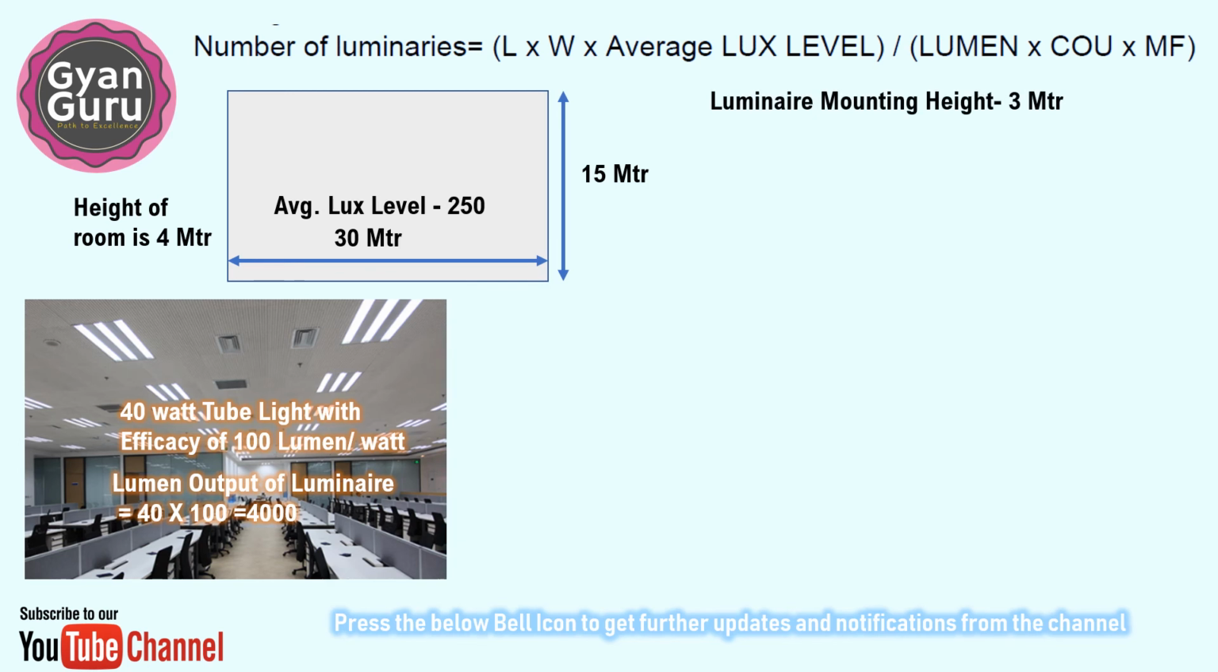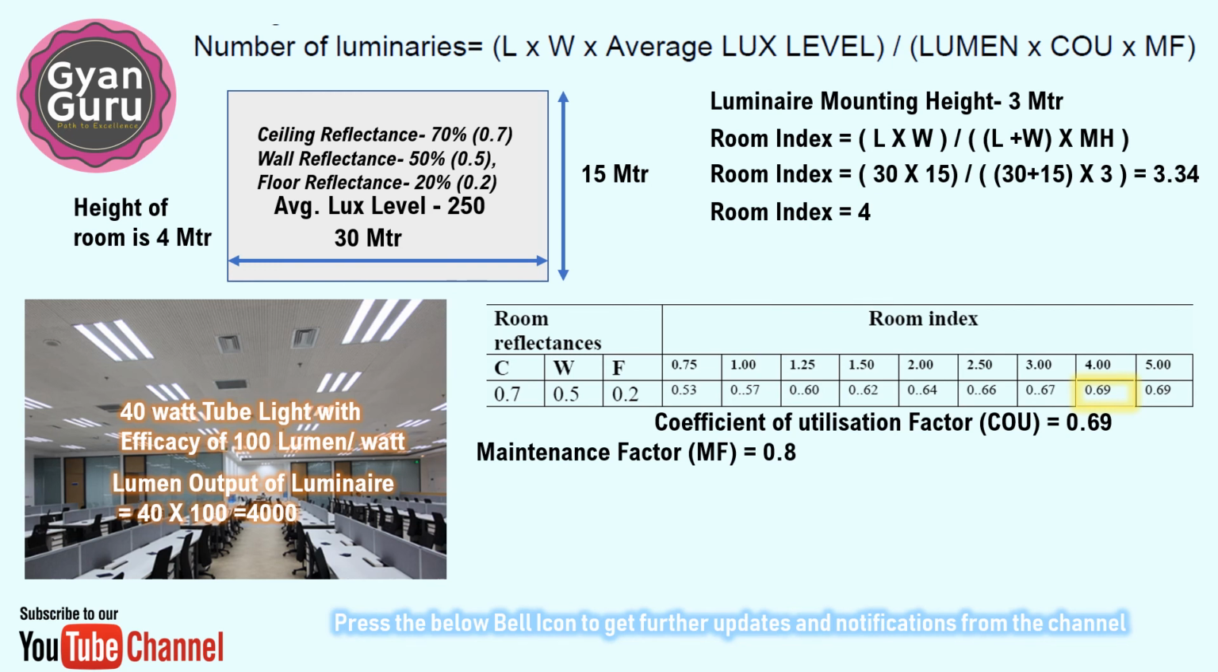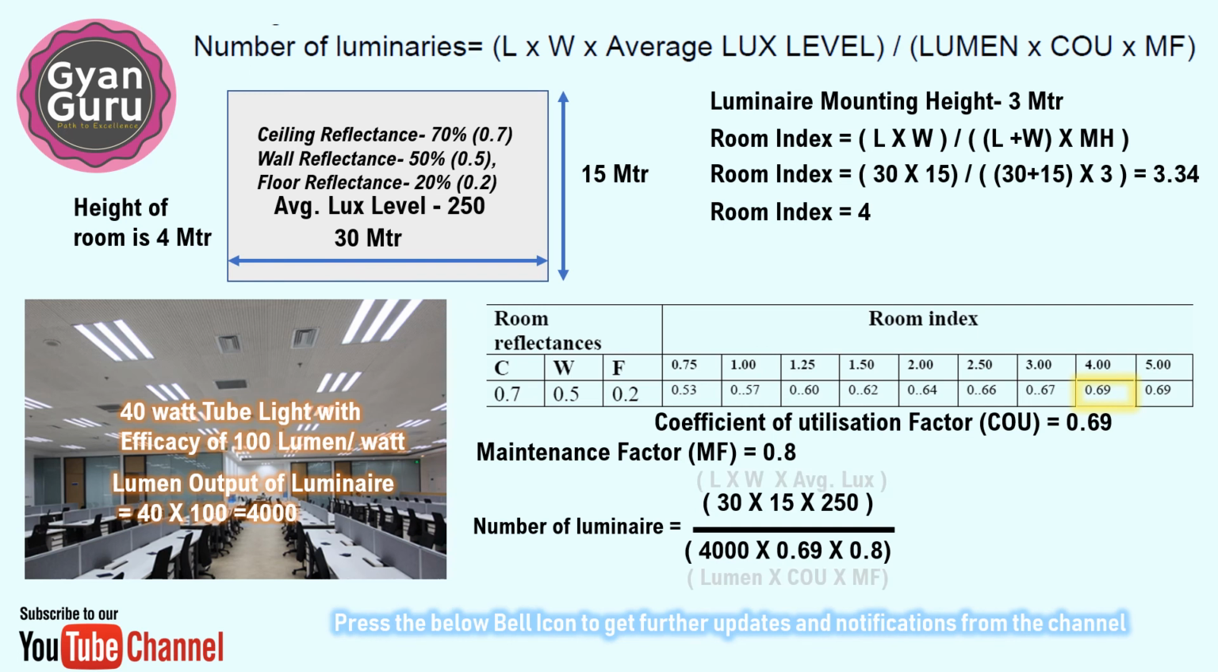For the given reflectance factors and calculated room index, we can figure out the utilization factor from the below table. Hence the utilization factor is 0.69. Let's assume the maintenance factor is 0.8. Now using the formula, put all values in appropriate places. So to illuminate the office room with a 250 lux level, the number of luminaires required is 51.